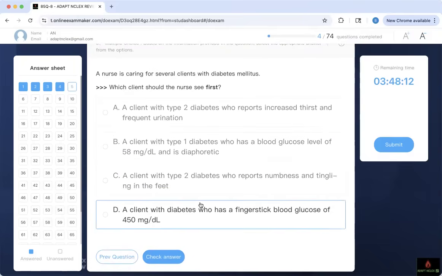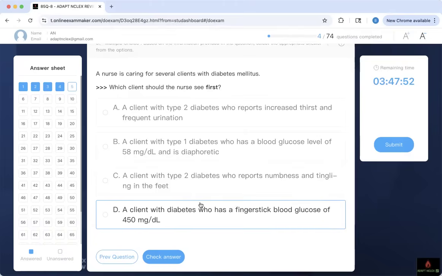Which client should the nurse see first? A nurse is caring for several clients with diabetes. Diabetes is very common in the NCLEX because you can find it everywhere. Multiple people have it, so master diabetes, including pharmacology. So what do we have? We have type 1 and type 2 diabetes.